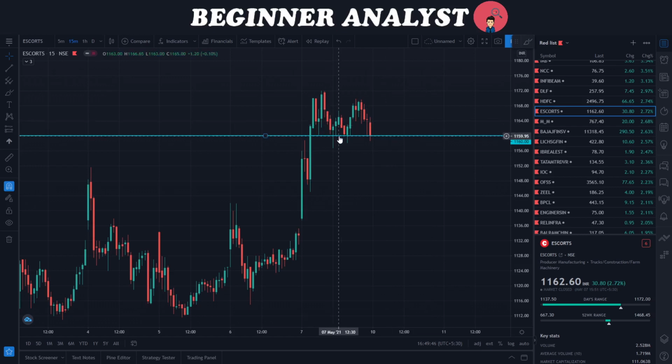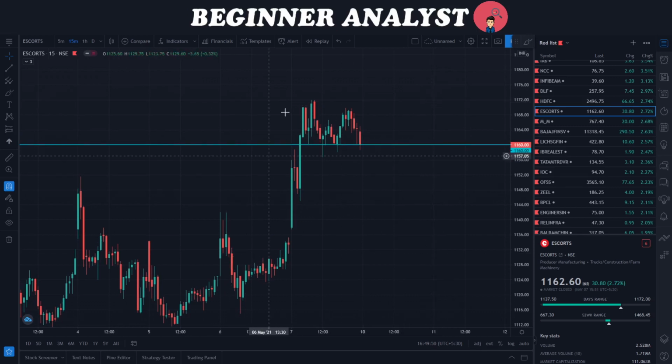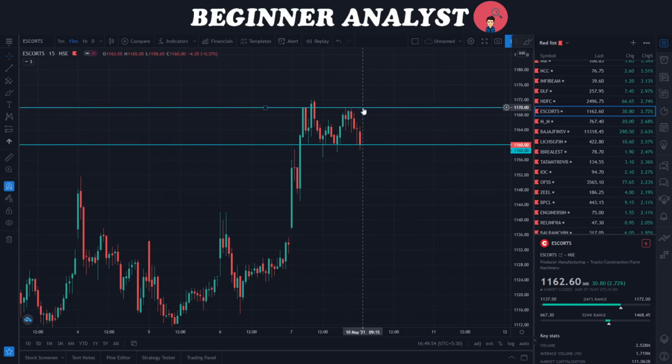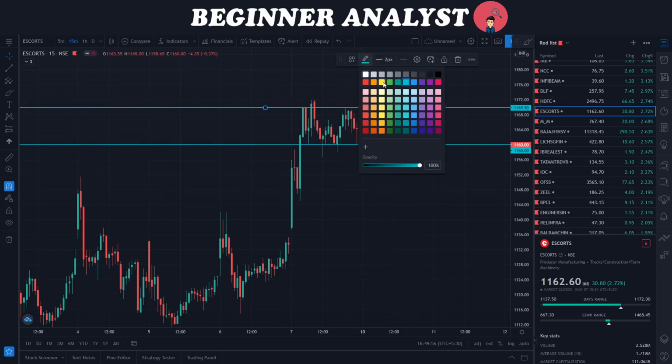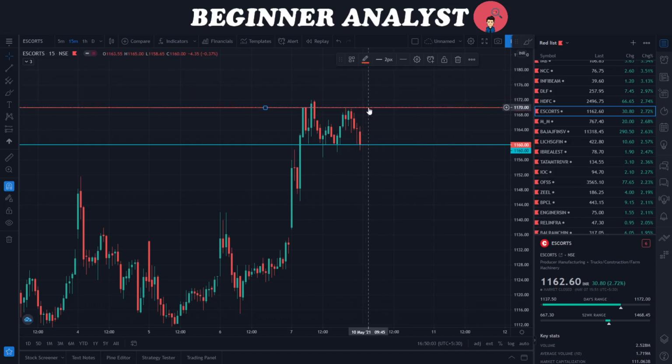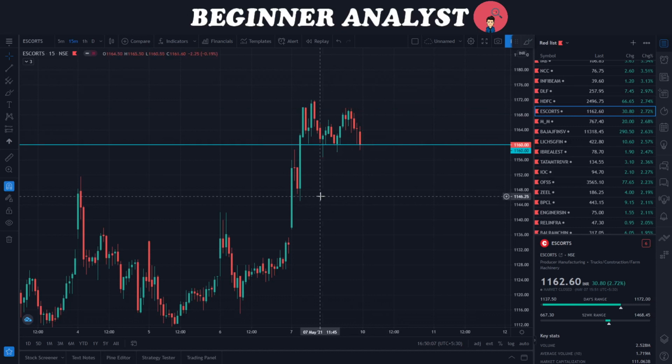I myself mark my entry point with blue lines because it is easier to look out for. You may also draw some lines like resistance lines, and I mark the resistance line with white or yellow, and my targets are marked in green. My stop loss is marked in red. So in whatever videos you see, red lines are my stop losses and green lines are my targets.